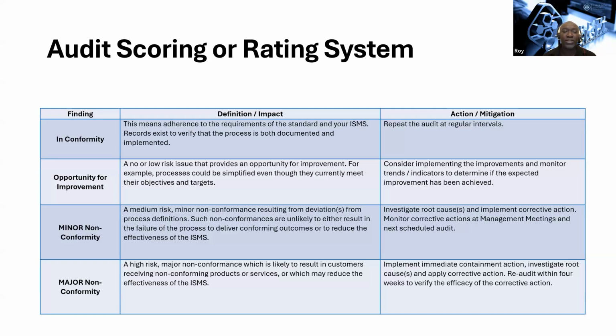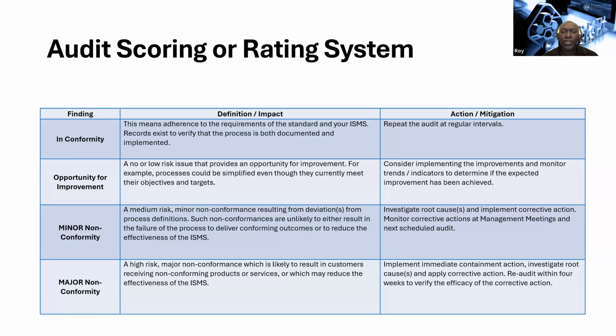For example, processes could be simplified. So maybe it's just complex. They meet their objectives, they meet their targets, but it's just complicated. It's not easy to do. So you can tell them, instead of doing it manually, why don't you automate it? It takes too long to churn out. Why don't you do this and that? They don't have to do it. It's down to them because it meets the objective, it meets the target, and of course, it is low risk. It doesn't affect the effectiveness. It doesn't affect anything, the operations.